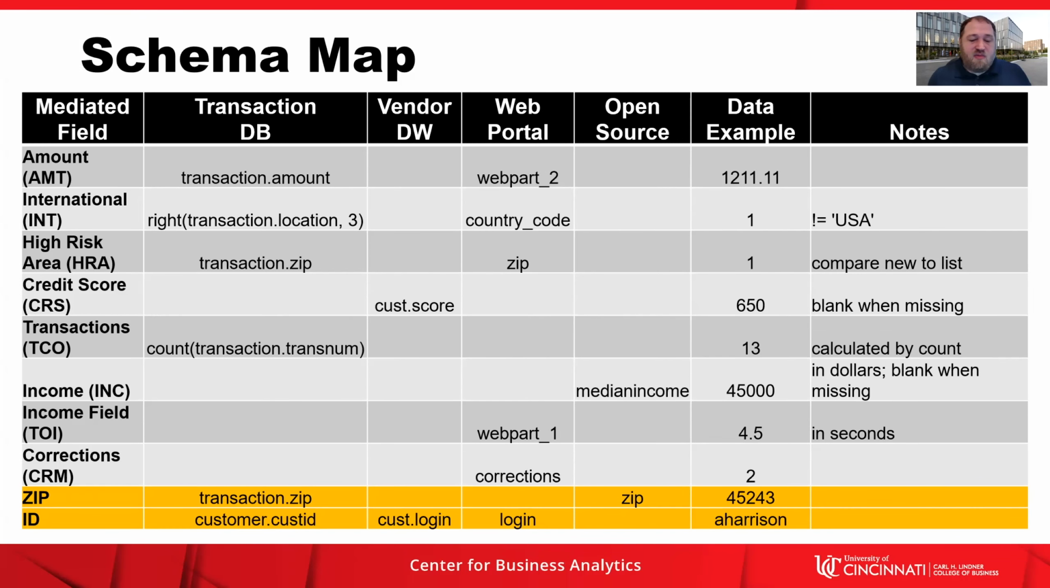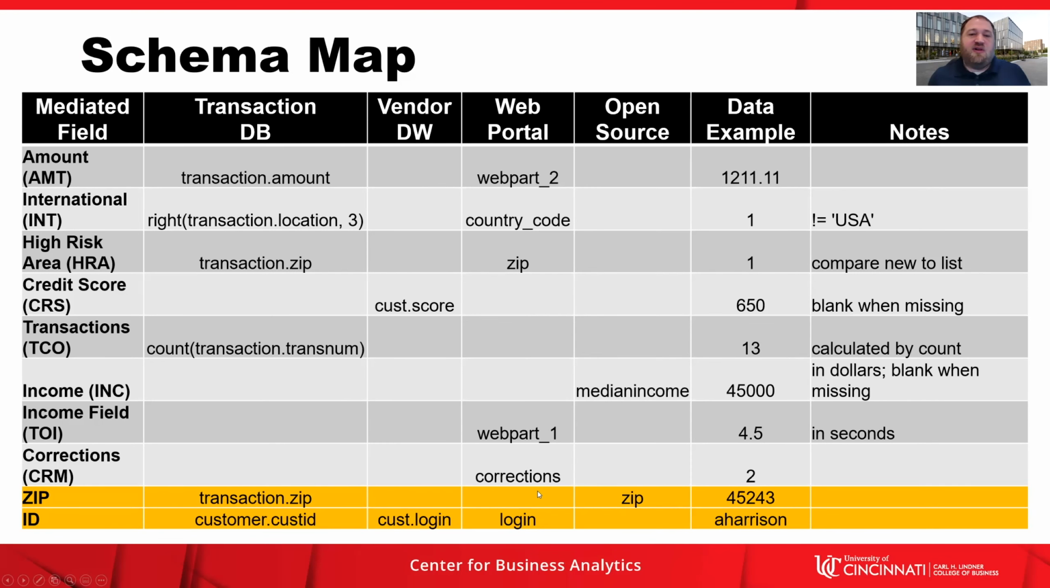And so what these represent is we look for a way that each system is somehow related to some other system. So in this case, you can see that the vendor data, or the data from a vendor warehouse, is going to be able to be linked to the transactional data via some customer ID. So it'll be what's referred to as the customer ID in the transactional database, whereas it'll be the customer login in the vendor data warehouse.